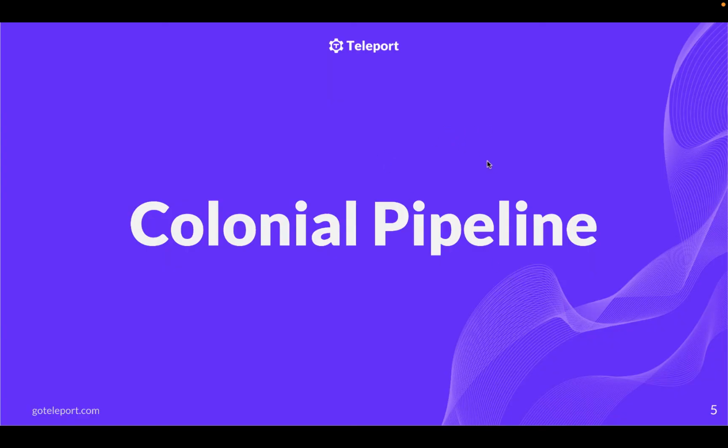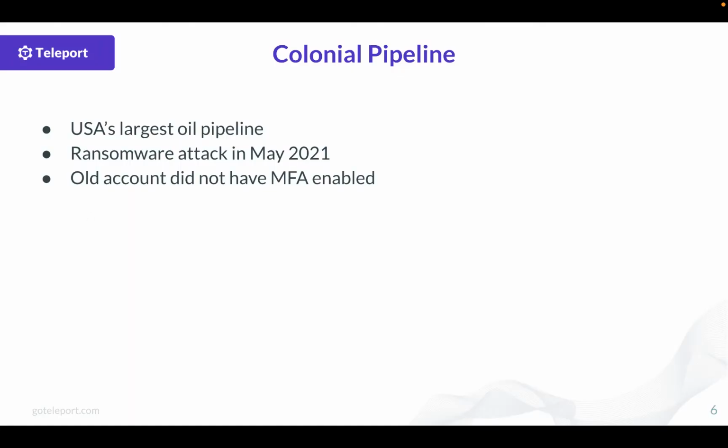Which brings me into the Colonial Pipeline. So this was an attack, a ransomware attack that occurred in May of 2021. So Colonial Pipeline is the largest petroleum pipeline in the United States. It carries 2.5 million barrels per day of fuel from Texas to New Jersey. And this accounts for nearly half of the East Coast's fuel supply. So very major pipeline. As I said, in May 2021 is when this occurred.